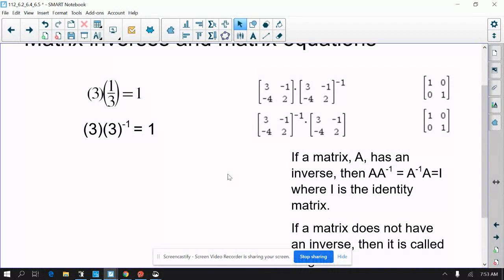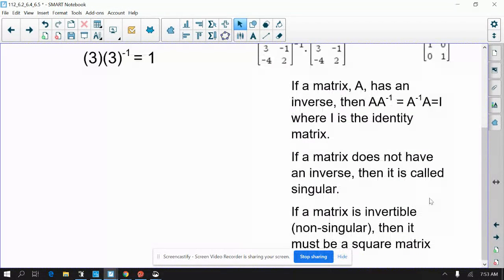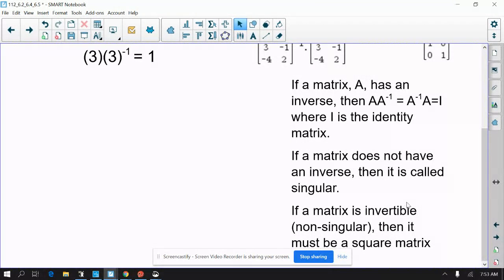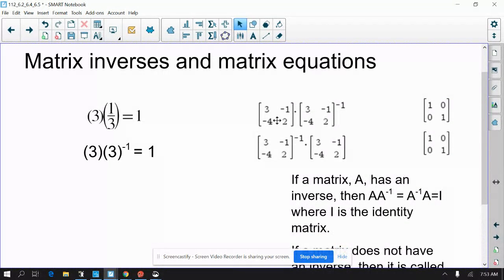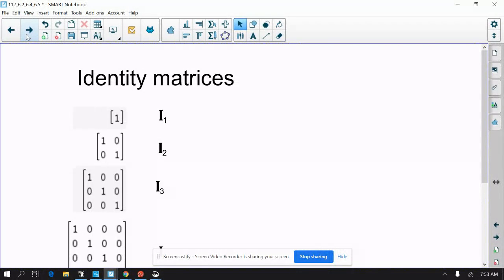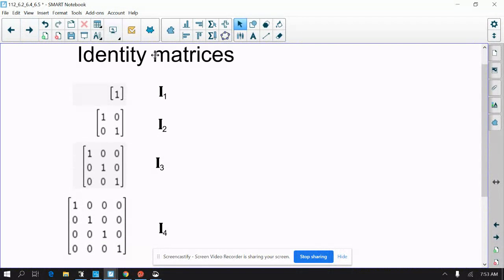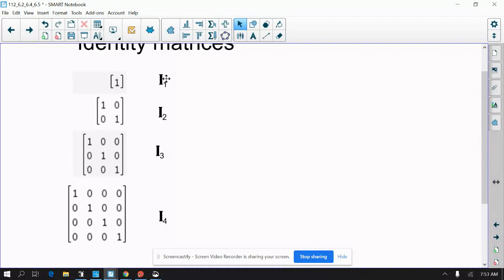Matrices, lots of matrices don't have inverses. And if they don't have an inverse, they're called singular. But if they do have an inverse, they're called invertible, and it has to be a square matrix. Only square matrices have an inverse. Identity matrices are square matrices where ones are down the diagonal and zeros everywhere else. And they're indicated by a capital I with a subscript. So I3 is a 3 by 3 matrix with ones down the diagonal, zeros everywhere else. So in the matrix world, this is like the number 1. If you multiply two inverses, you're going to get the identity.